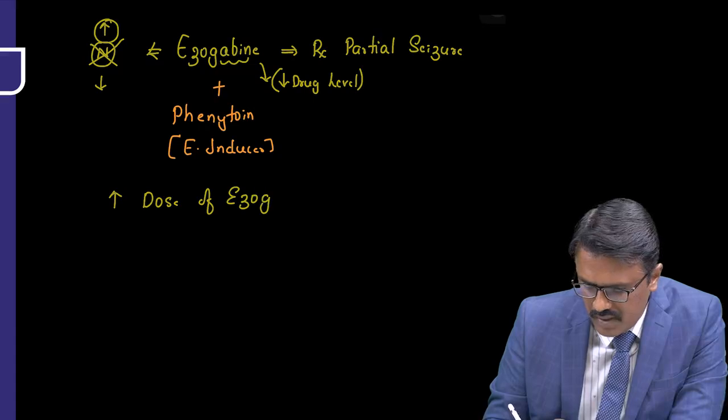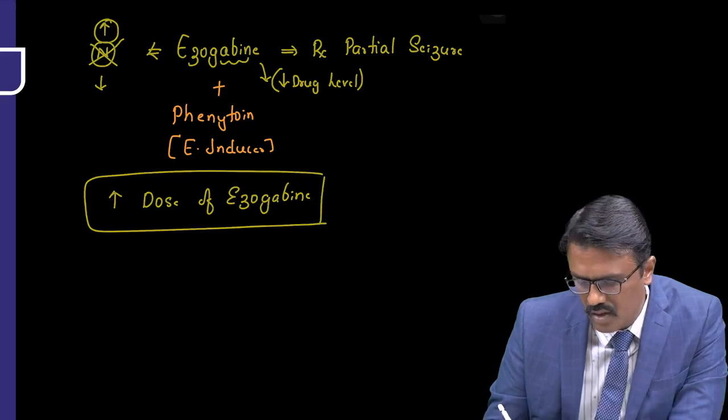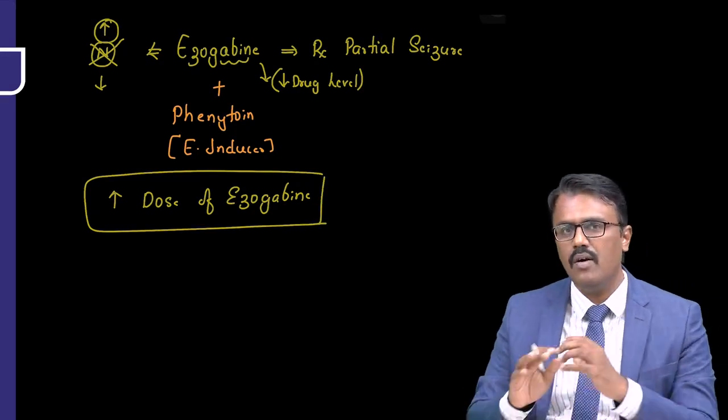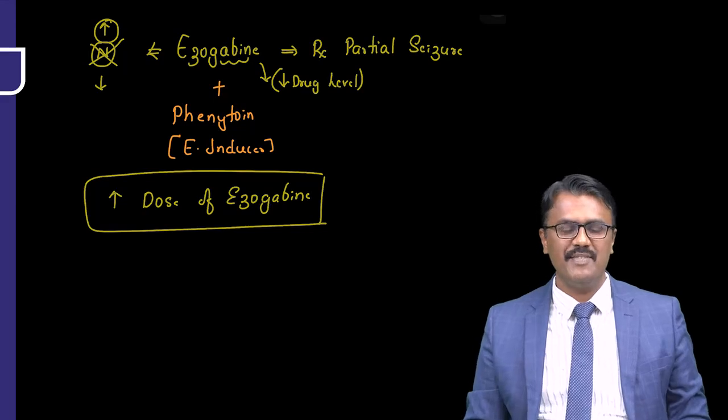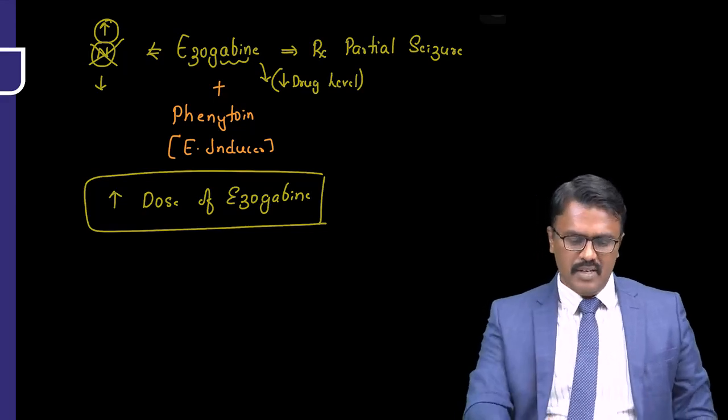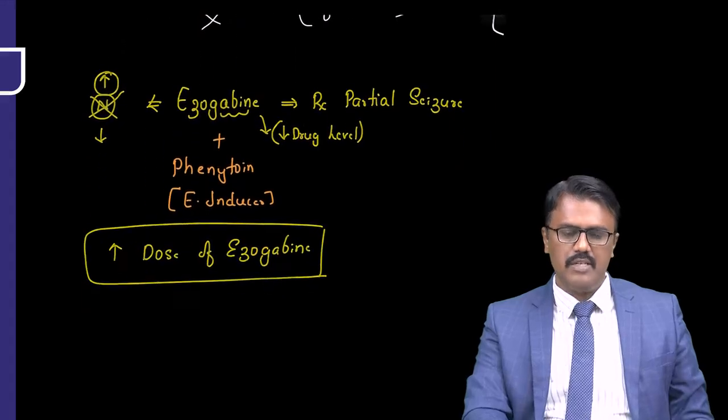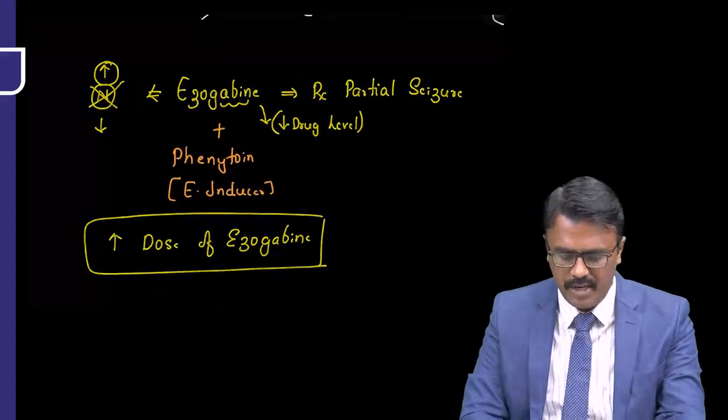So, these are the application part which keeps on appearing in your exams. All the three examples I gave have been asked in your exams. Very, very important. So, I told you what is slower and what is faster. Then what are enzyme inducers, what are the drugs, and what are enzyme inhibitors, what are the drugs? Let us understand that.